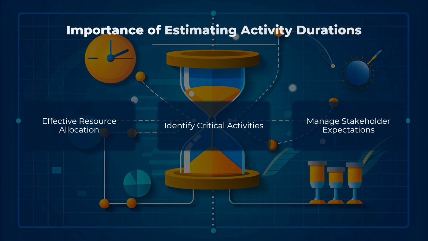In conclusion, estimating activity durations is crucial for successful project management. It enables effective resource allocation, identifies critical activities, and helps manage stakeholders' expectations. Accurate duration estimates are the foundation of a realistic and achievable project schedule. By focusing on these estimates, project managers can enhance efficiency, mitigate risks, and maintain stakeholder satisfaction.